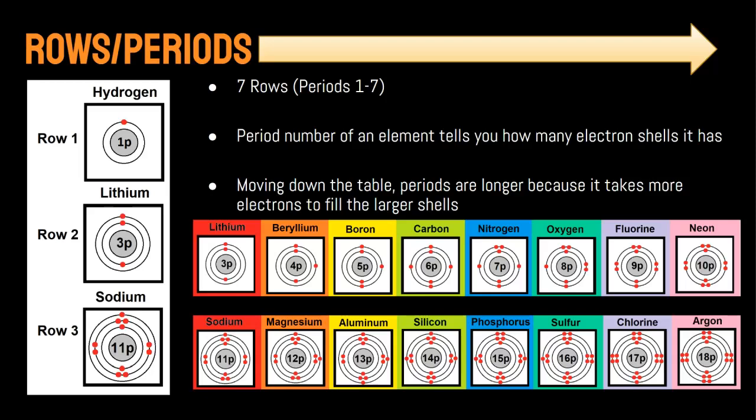For example, if you look at row 1 of the periodic table, you have hydrogen, and hydrogen only has 1 electron shell. If you look at row 2 of the periodic table, you have lithium, and lithium has 2 electron shells. If you look at row 3 of the periodic table, you have sodium, which has 3 electron shells.